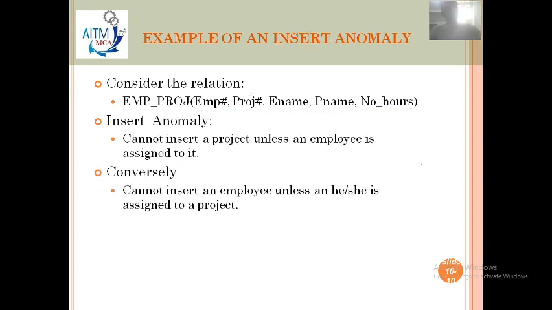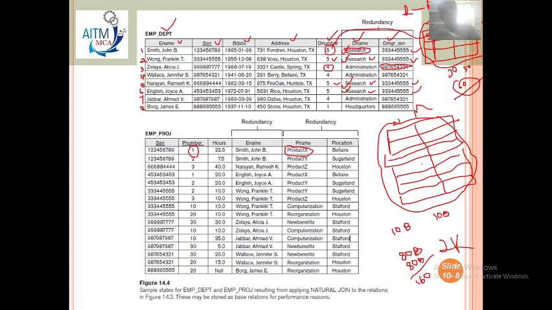Okay. Now, an example of insert anomaly: you cannot insert a project unless an employee is assigned to it. See here, one more thing. I'll take an example of the department. Assume that we have a department, and some of the employees are working there. Still, we have not assigned any manager for that department.